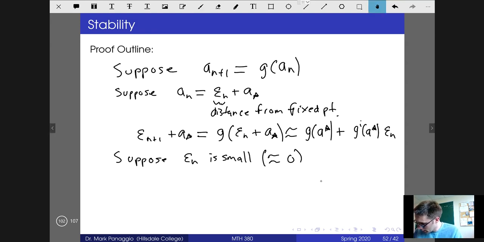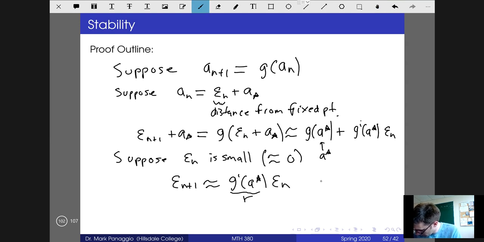And notice, when we write it out this way, there are some simplifications that we can make. If a star is a fixed point, then g of a star is just a star. And so we can say that epsilon_{n+1} is approximately, well, if we subtract off a star from both sides, we'll be left with g prime of a star times epsilon_n. And g prime of a star does not depend on epsilon or n. It's constant. And so this we can think of as just some number. Let's call it r.